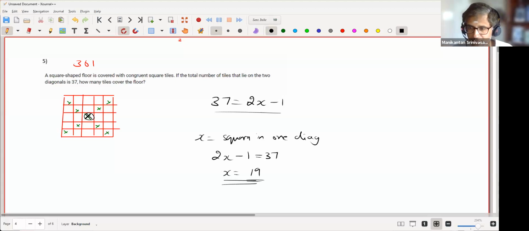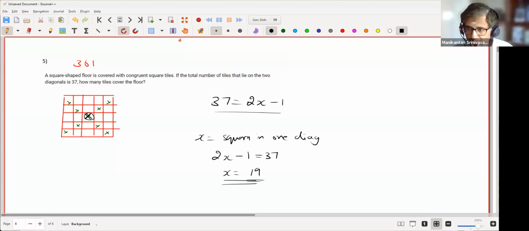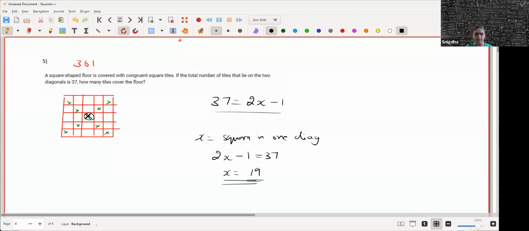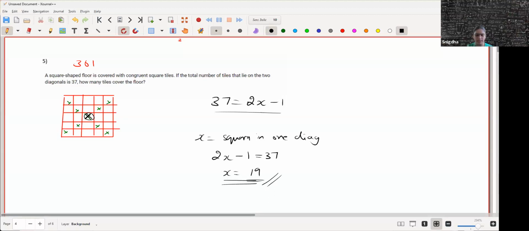Okay, Snigdha, can you continue from here? I think since it's a square, we can use Pythagoras theorem. Okay, Pythagoras theorem, and do what? Go ahead. So far you agree with him that there are 19 squares on one of the main diagonals. Yes, sir. Then what would you do after that?